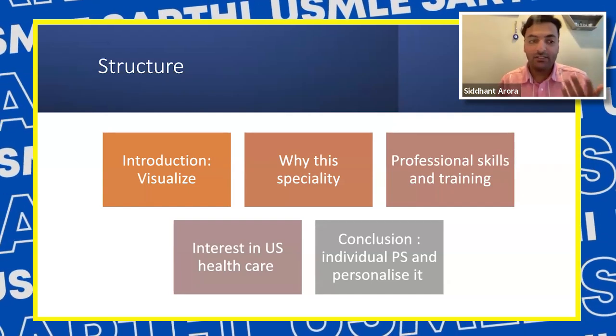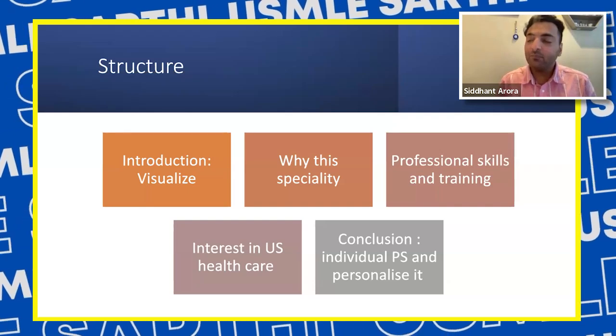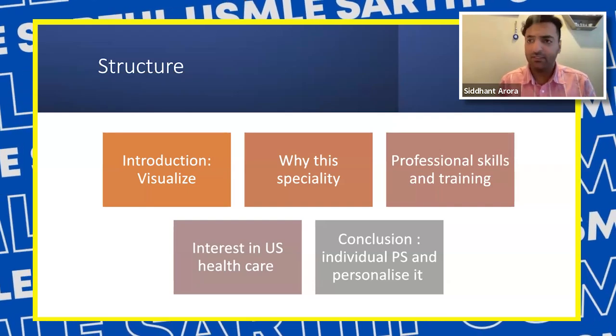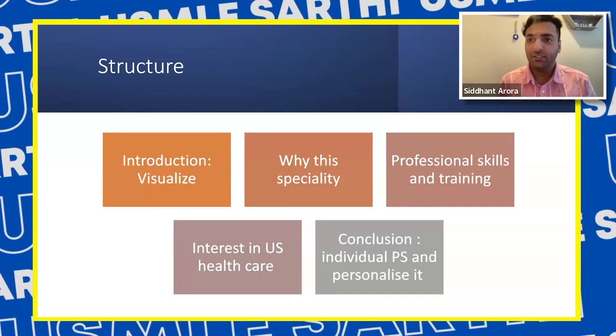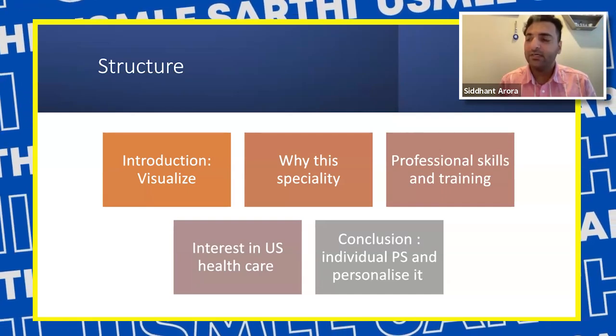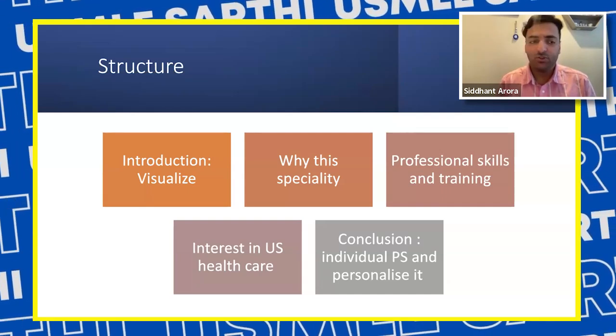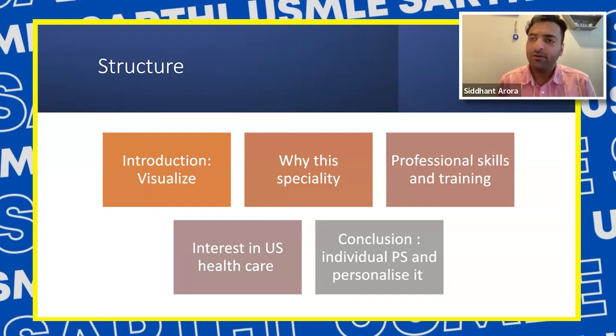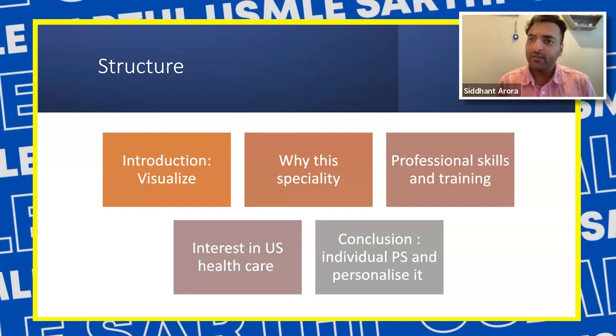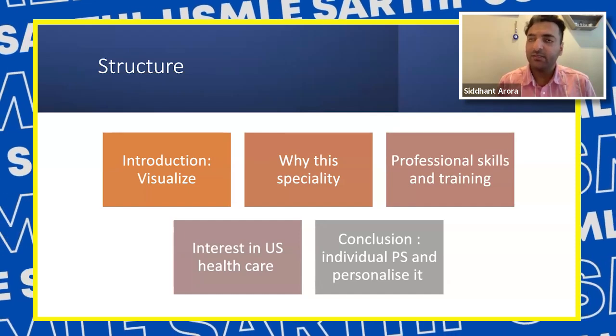So, interest in US healthcare. If you have a US master's, definitely mention that. I think one line is absolutely good. Even though it comes in a CV, I think it's a huge factor. It's US education after your medical school. Any particular reason that made you come here from your home country? It could be anything, like I said, a personal reason or a professional reason.